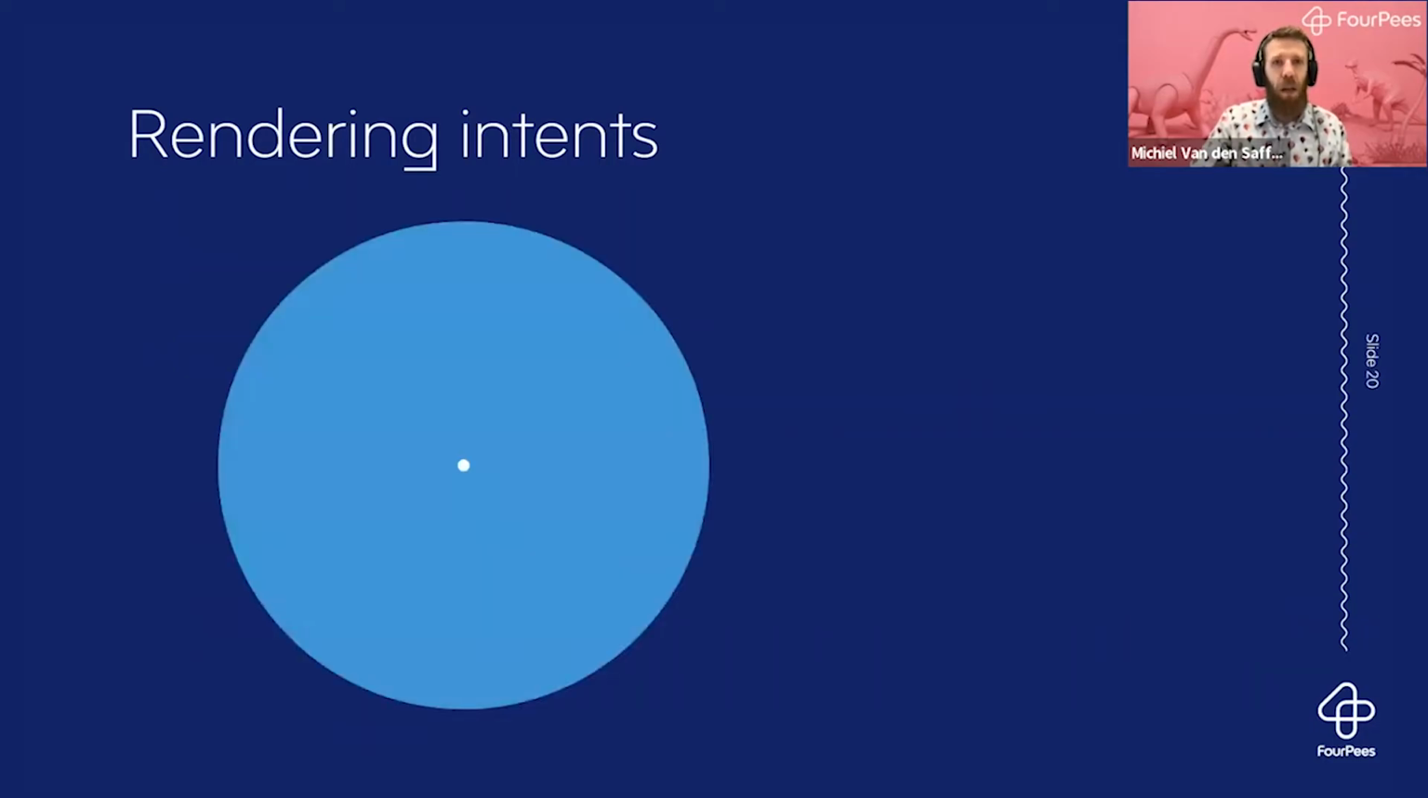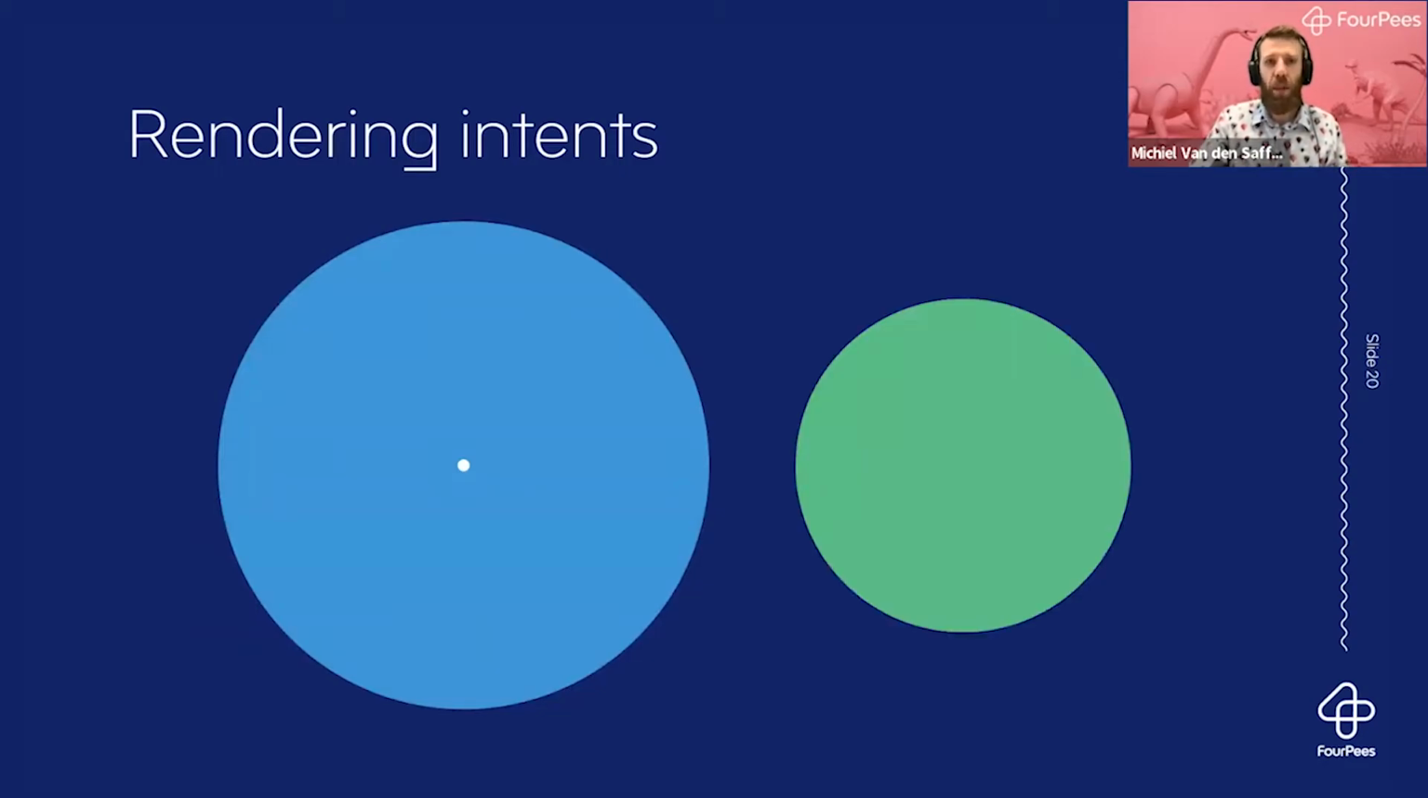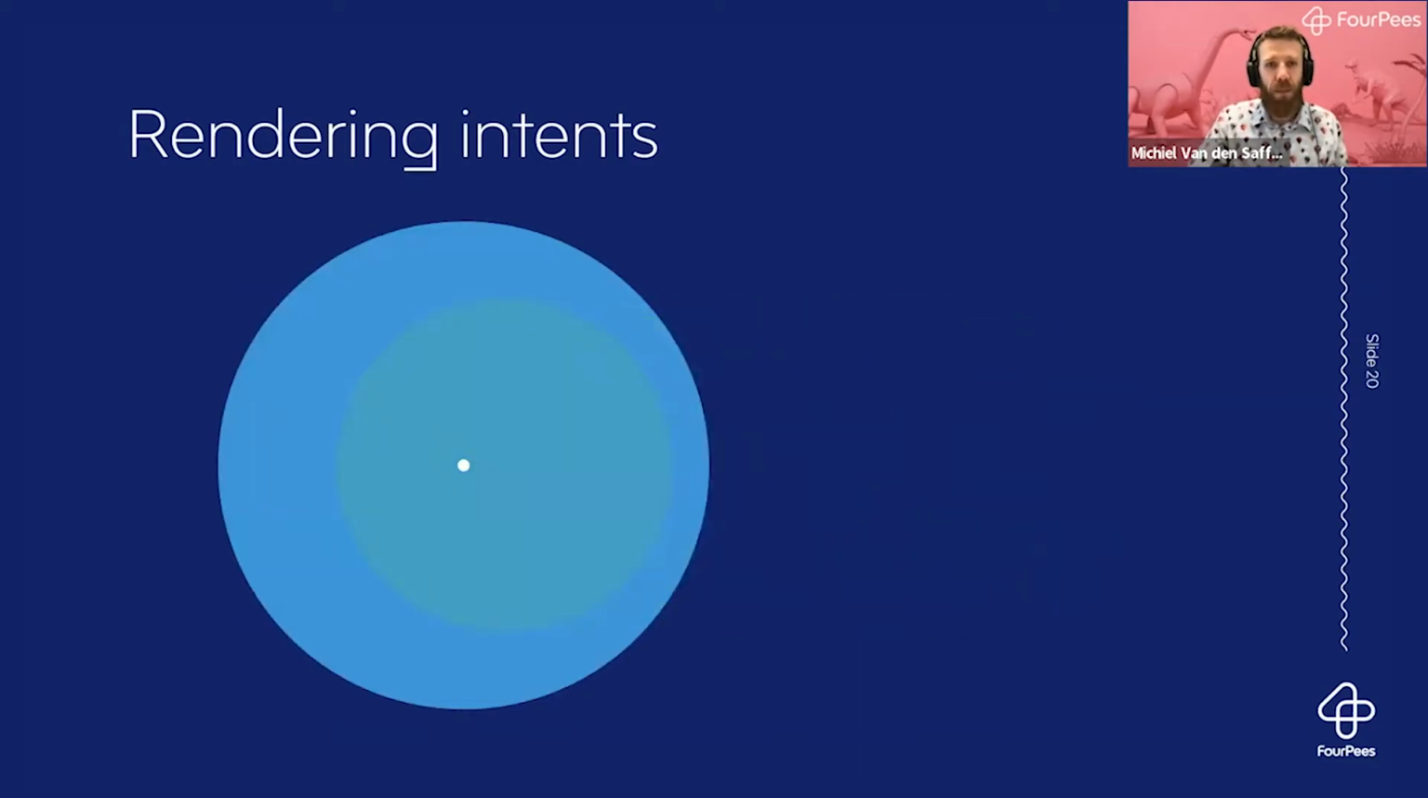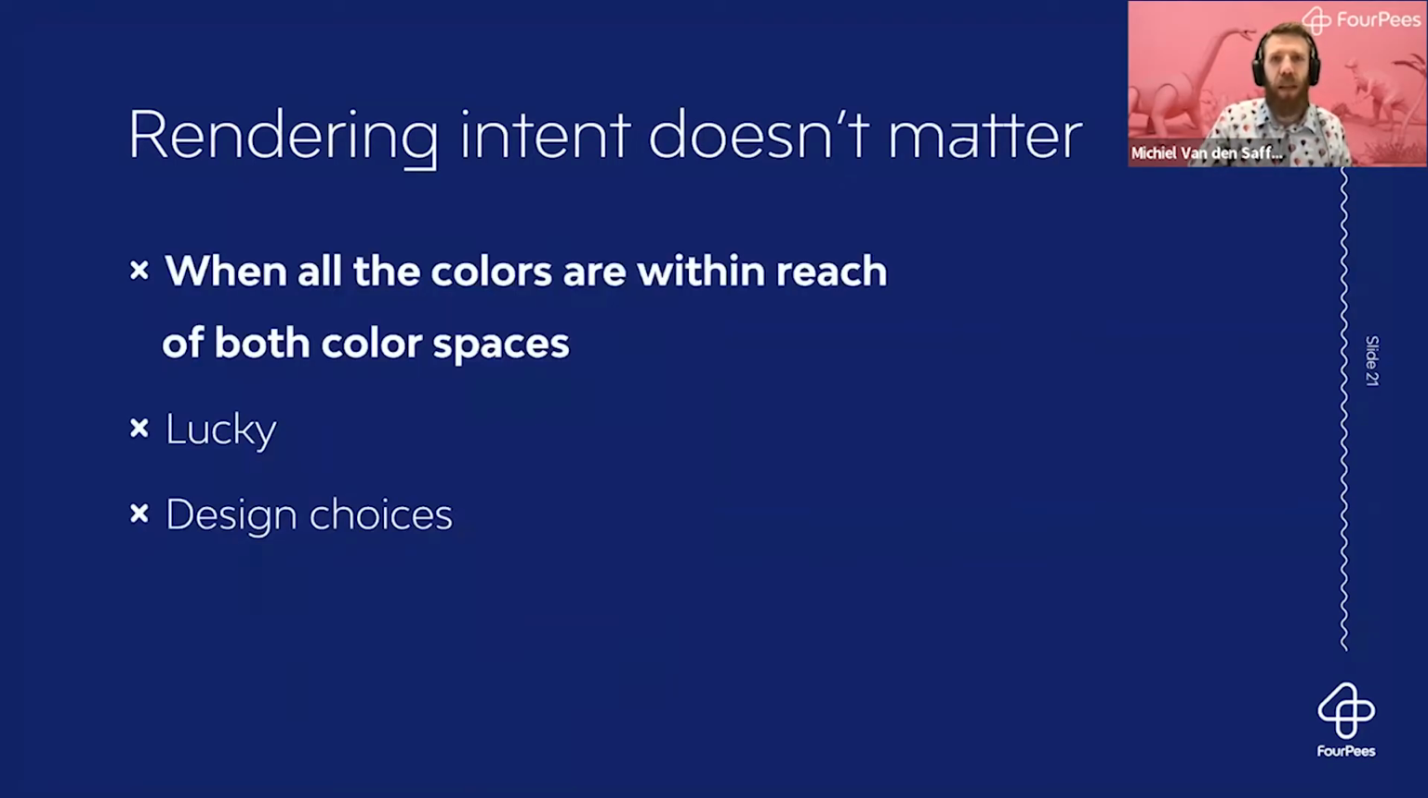First of all, why are they needed? Well, we've just done that. This is our first color space, but simplified as a big circle. This is our second color space, our output space, which is a smaller circle. If we overlap these, any colors that are within both circles can be reproduced without any problems, which means you're in luck. You don't need to do anything. You don't even need a rendering intent. Rendering intent doesn't matter when all the colors that you are trying to produce are within reach of both the color spaces.